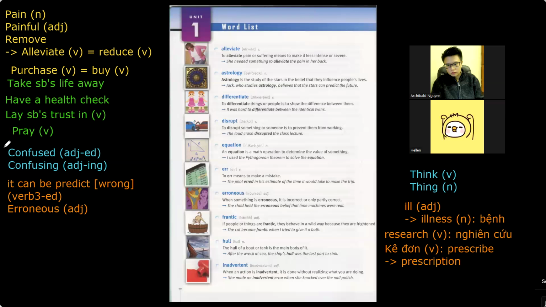Alright, so how do you say that in English? If I don't choose to believe in medicine and science, but I choose to believe in astrology, my pain won't be reduced. Yeah, my pain won't be alleviated. My pain won't be reduced.